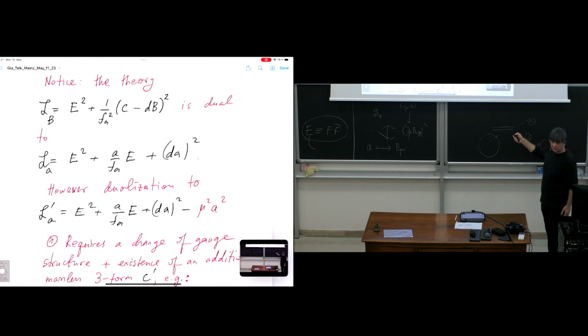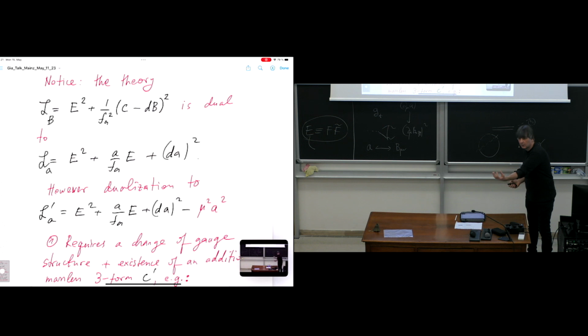I can do it. However, what you cannot dualize are the explicit breaking terms that come from the Peccei-Quinn operators. There is simply no counterpart in B-mu-nu language, which would give you the same type of deformation of the theory.